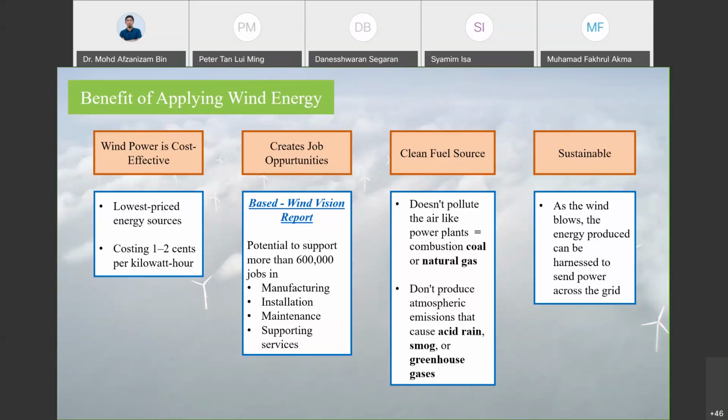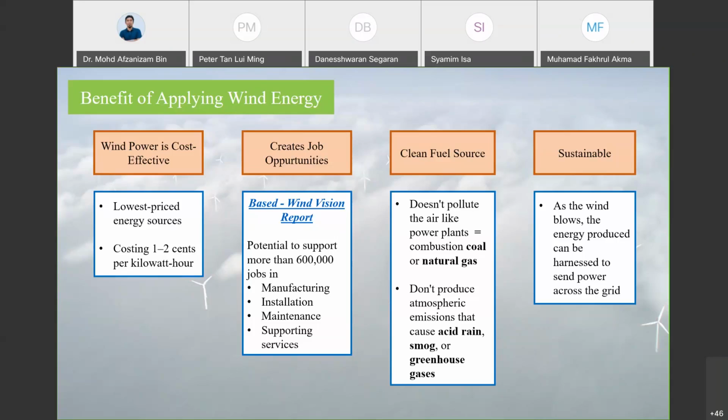The third point is about clean fuel source. It doesn't pollute the air like a power plant because it doesn't need the combustion process. It doesn't produce atmospheric emissions that cause acid rain or smoke, because we just use wind energy. It doesn't need combustion, so it doesn't have smoke.